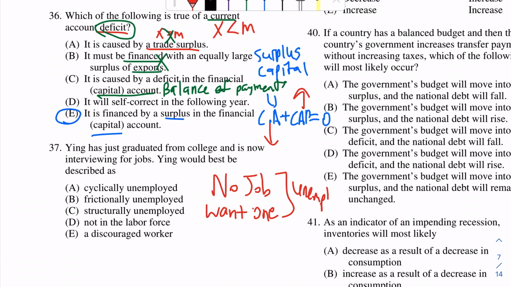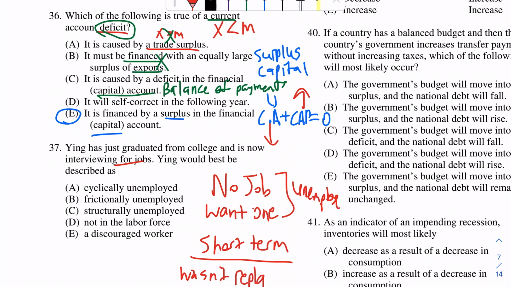Now, what kind? Well, let's think about it. He just graduated, right? So he didn't get replaced. And would he find a job soon? Yeah, because he's interviewing for jobs, it could be short term. So because it's short term and he wasn't replaced, it's not structural. Therefore, it would have to be frictional. 37 is B.